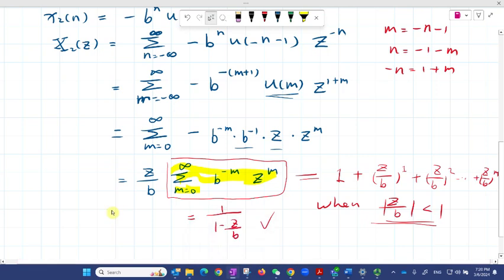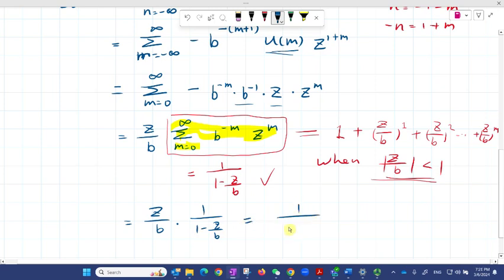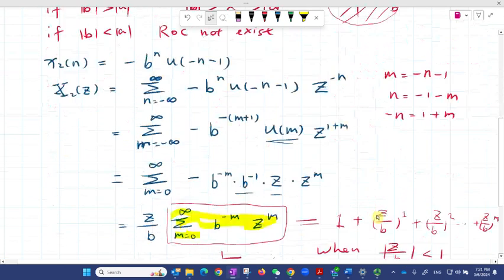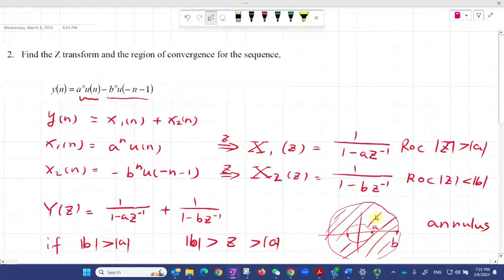Then let me scroll down and keep going. We combine that: z over b multiplied by 1 over 1 minus z over b, and we get 1 over 1 minus b z to the negative 1, with the ROC that z is smaller than b. Okay, z smaller than b, that's what we got, exactly the same thing. All good. So that is question number 2.